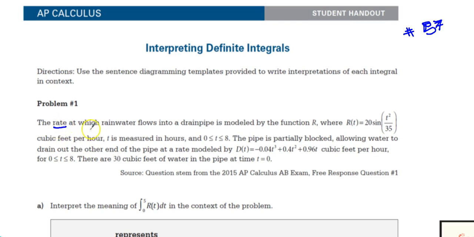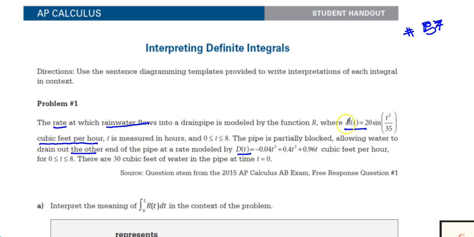The rate at which rainwater flows into the drain pipe is modeled by R of T, in cubic feet per hour. So R of T is already a rate. The unit is cubic feet per hour. Units are very important in this. Time is from 0 to 8. The pipe is partially blocked, allowing water to drain out. That rate is D of T.